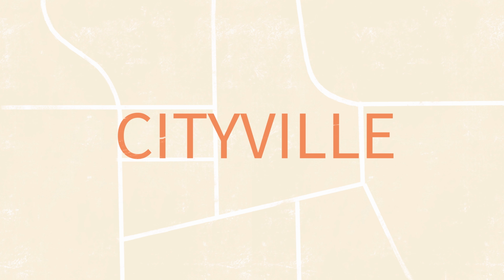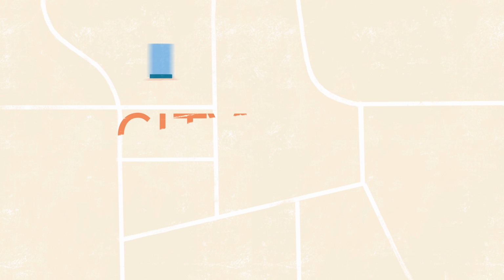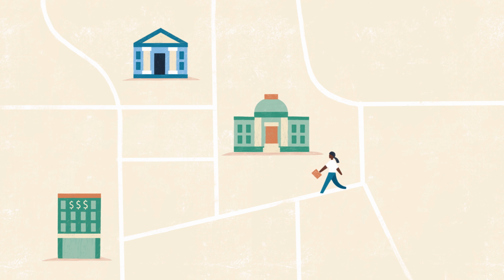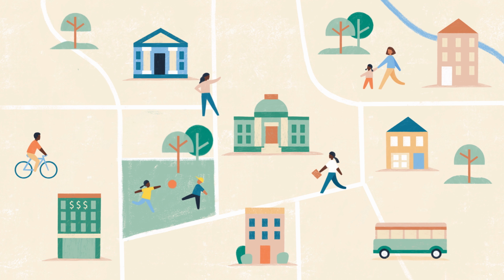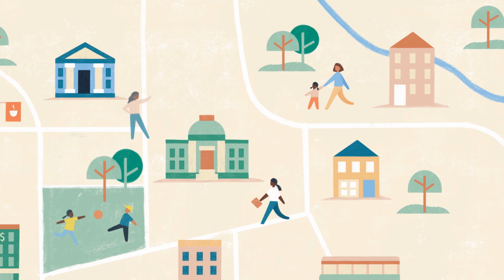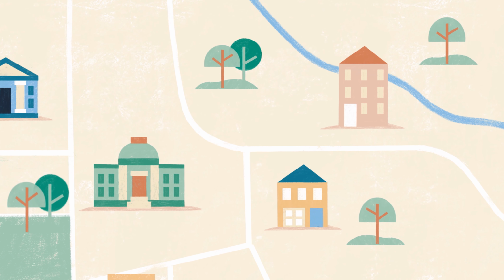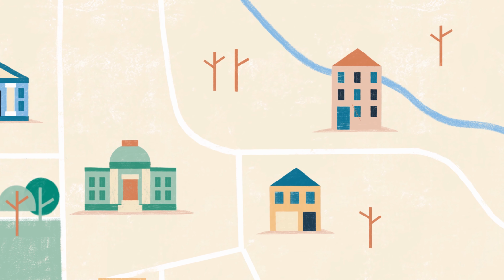This is Cityville. The residents here want what everyone wants: access to good jobs, affordable housing and transit, safe places to gather and play, and healthy food options. But parts of Cityville, like so many communities across the country, have suffered from decades of disinvestment.